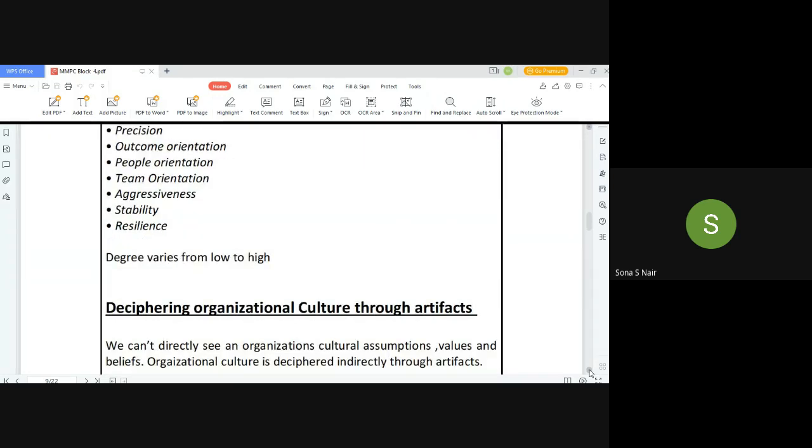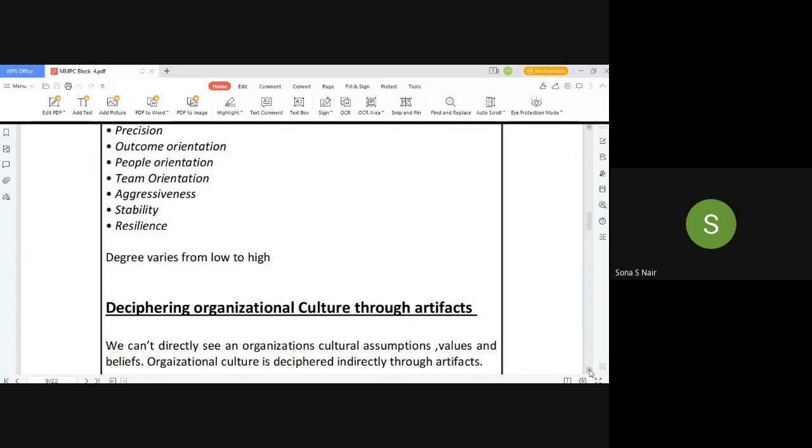Resilience is a very important term. Does the organization have the capacity to bounce back after getting into a problematic situation? That also defines the culture. So the culture of an organization can be a combination of these, and it could vary from high to low. Ultimately, you get an organization with a personality. But it is very vague.